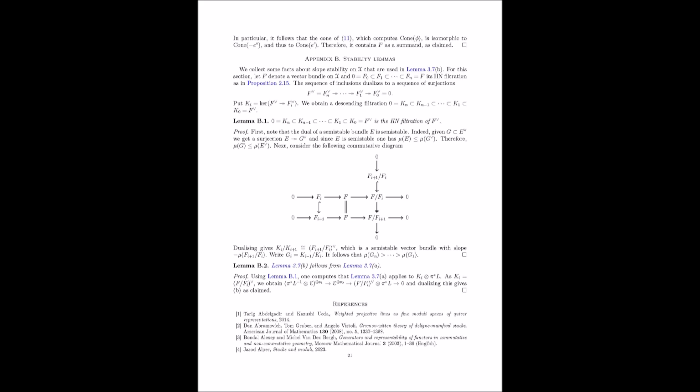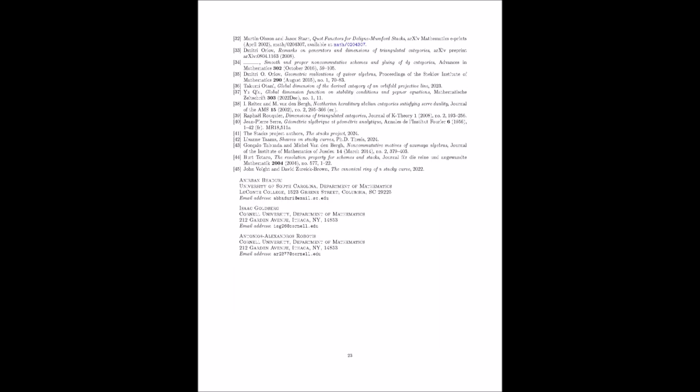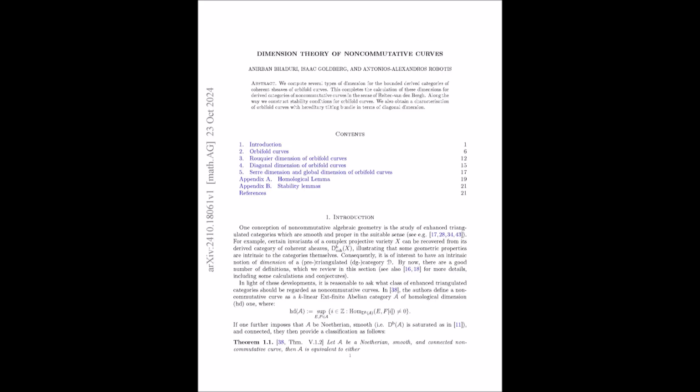So it's like they're giving us a powerful tool that we can use to explore these categories. Yeah, and they don't stop there. Of course not. They've got the global dimension in their sights. Exactly. And in corollary 5.4, they use these new stability conditions to prove that the global dimension of an orbifold curve over the complex numbers is always 1.